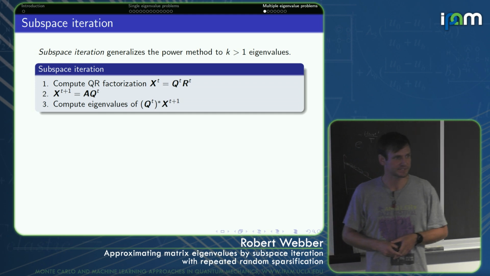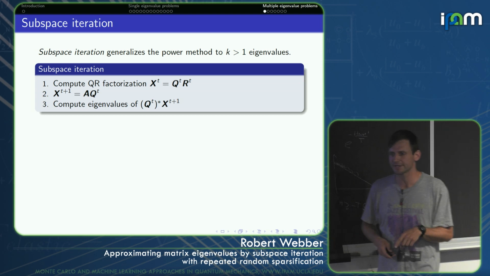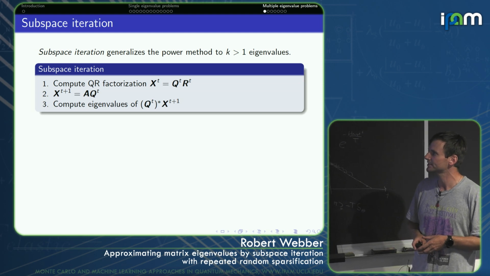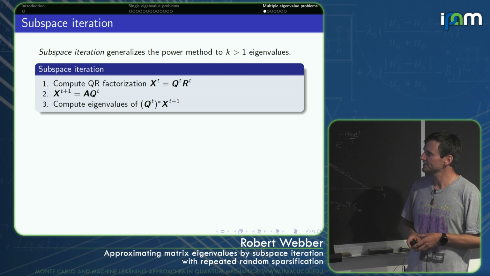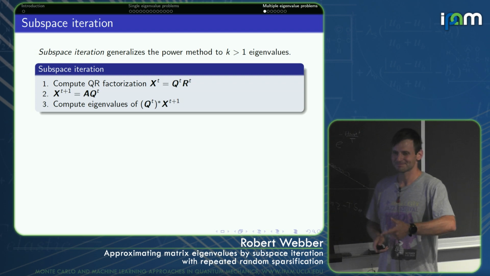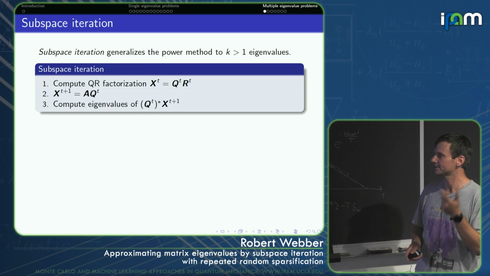So it's iterative, just like the power method. Go 1, 2, 3, and repeat, getting better and better eigenvalue estimates. And these steps are, again, normalization, multiplication, estimation.